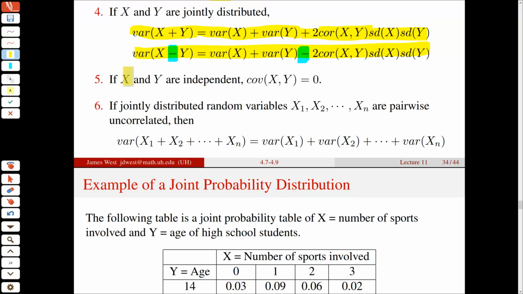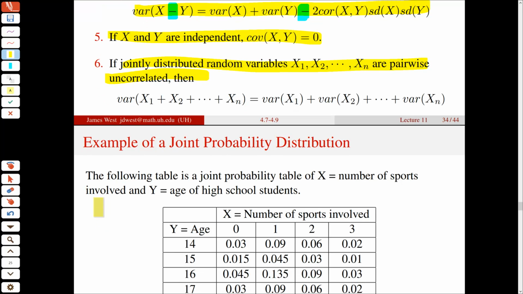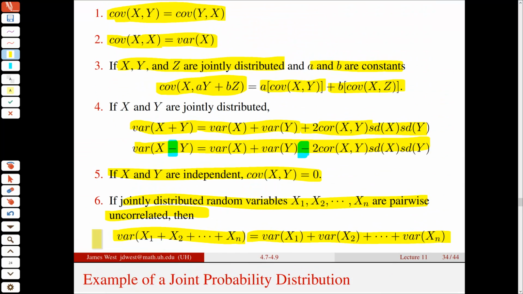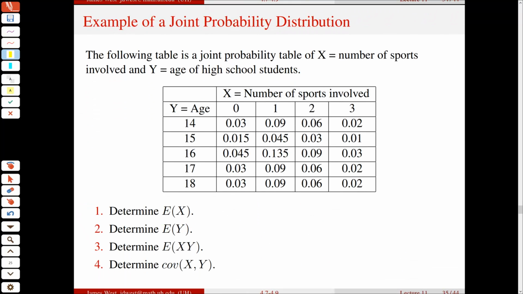If X and Y are independent, the covariance is 0. And if jointly distributed random variables are pairwise uncorrelated, meaning between any two the correlation is 0, then the variance of their sum is simply the sum of their variances. So all that's a lot. Make sure you go through it.